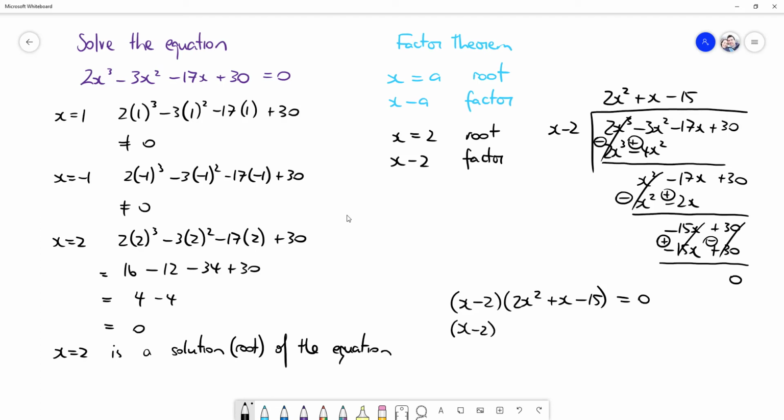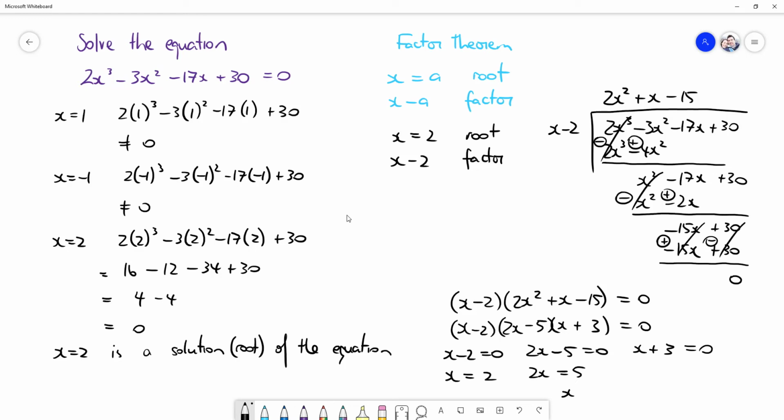X minus 2 we leave out front in a bracket, and then we're going to factorize the quadratic expression in the second bracket. So we have 2x and x, we have 5 and 3, and then we have a plus and a minus like this. So that's equal to 0. We let each bracket equal 0, so x minus 2 equals 0, 2x minus 5 equals 0, and x plus 3 equals 0. If x minus 2 equals 0, well then x is equal to 2. If 2x minus 5 equals 0, well we have 2x equals 5, and x will be equal to 5 over 2, or 2.5. And if x plus 3 equals 0, then x equals minus 3.